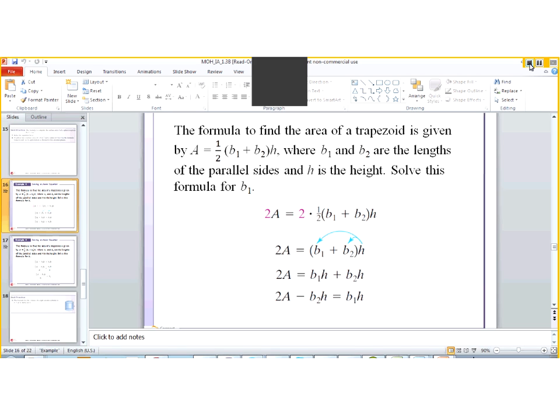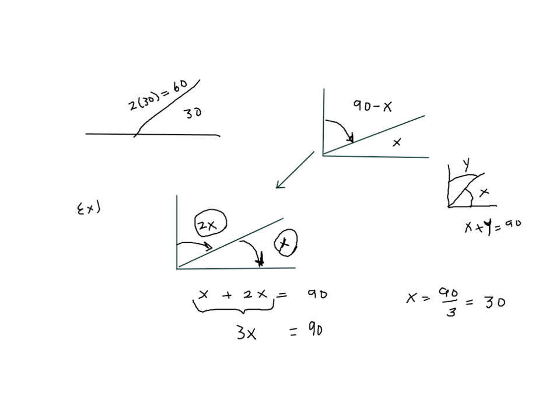So we'll stop this. Go back to my board. New page. Okay. So this is what we have. We have A is equal to 1/2 (B1 plus B2) times H. Your audio. Okay, is audio okay now? Yes, okay, good.